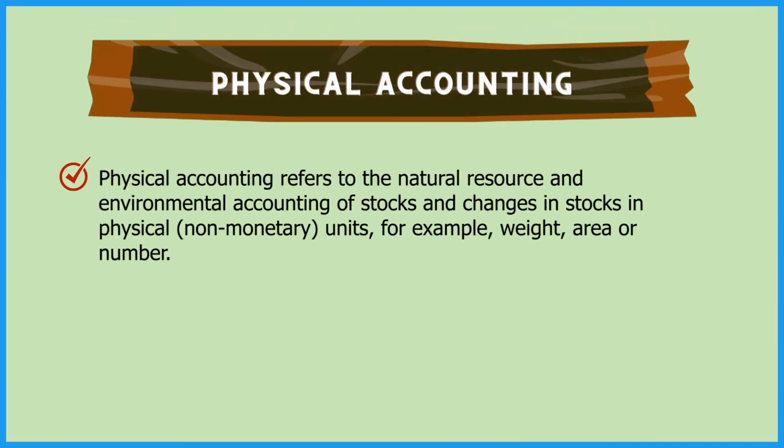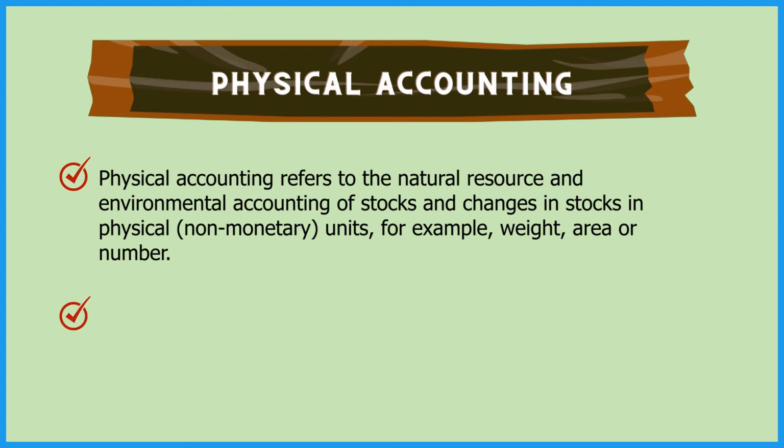So comes another approach that is called physical accounting. This second approach is basically to improve the conventional income accounts and to supplement these accounts with physical information about the natural environment as well as its status. Now, physical accounts refer to the natural resource and environmental accounting of stocks and changes in stocks in physical, that means non-monetary, units, for example, weight, volume, area or number.